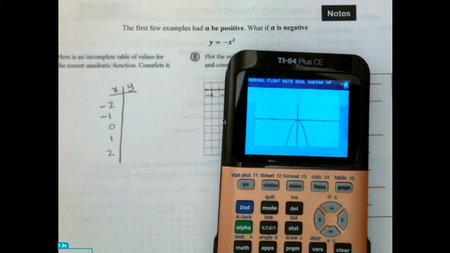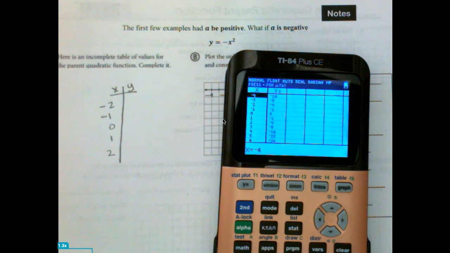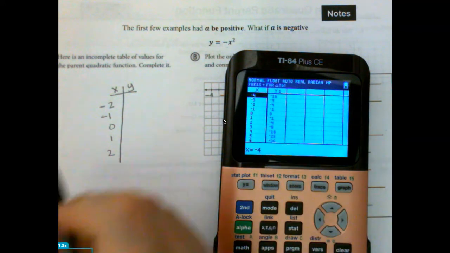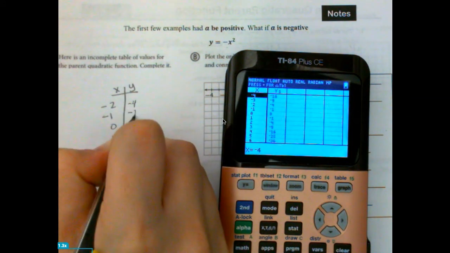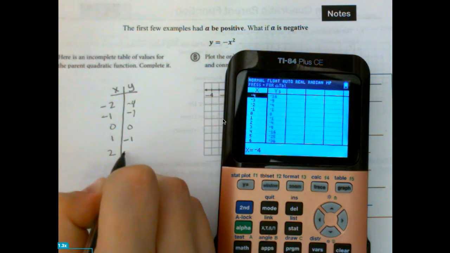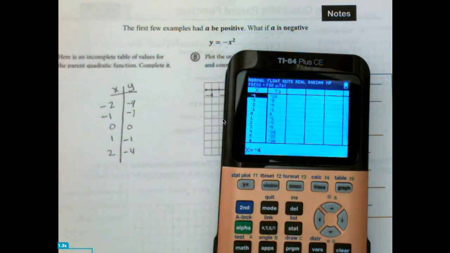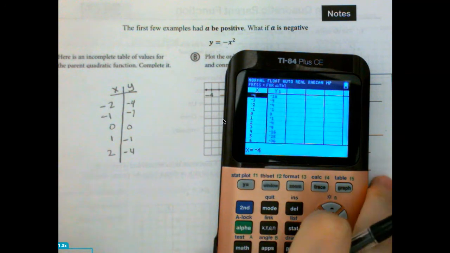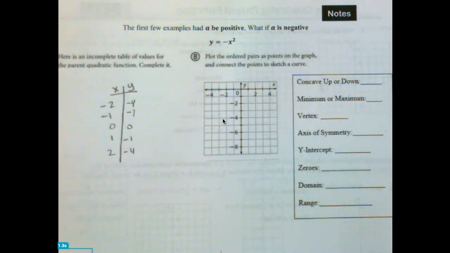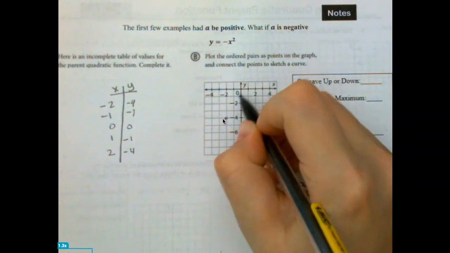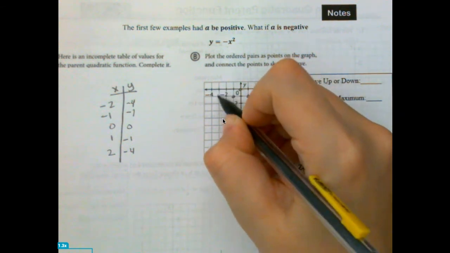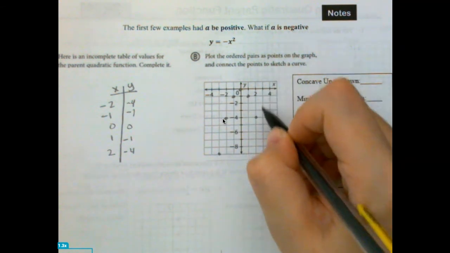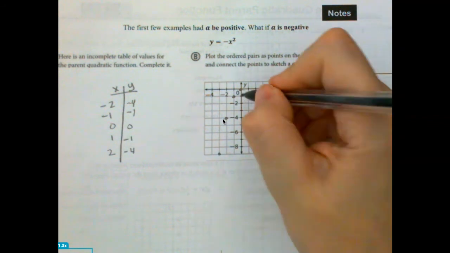I can get my table. There's my table of values. So at -2, I'm at -4. At -1, I'm at -1, 0, 0, 1, -1, 2, -4. So there I've got my table of values. I can go ahead and plot those onto my grid. So I've got -2, -4, -1, -1, 0, 0, and 2, -4. I'd also have -3, -9 and 3, -9 if I were to continue that table going.